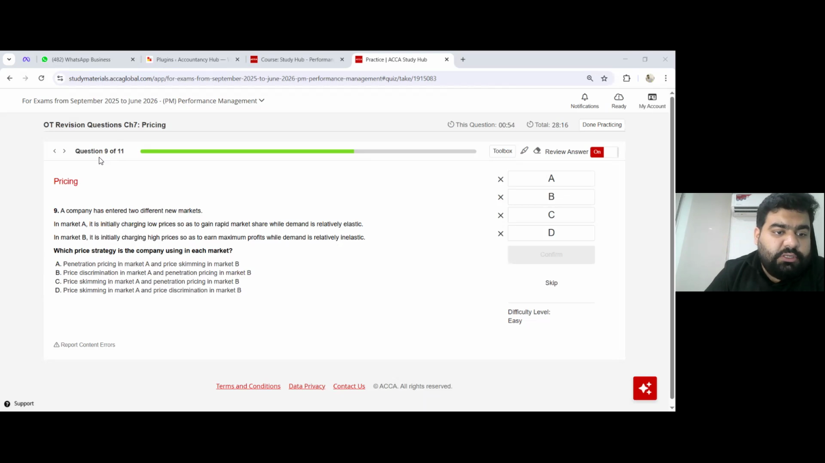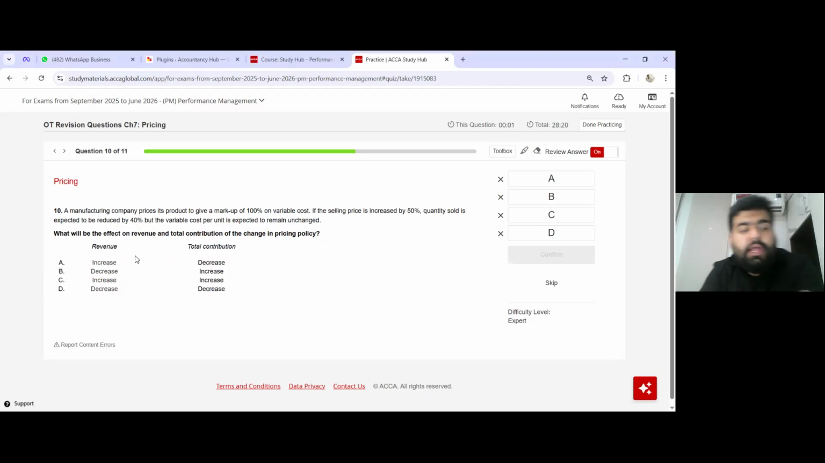Next question. A manufacturing company prices its products at a markup of 100% on variable cost. If the selling price is increased by 50%, the quantity sold is expected to reduce by 40%, but the variable cost is expected to remain unchanged. What will be the effect on revenue and total contribution of the change in pricing policy?